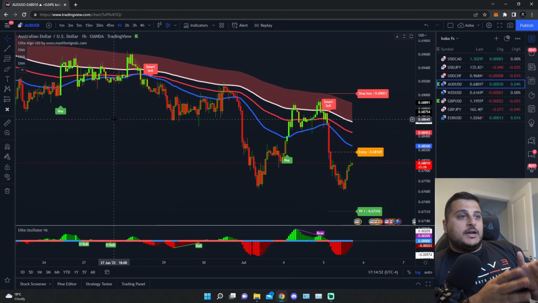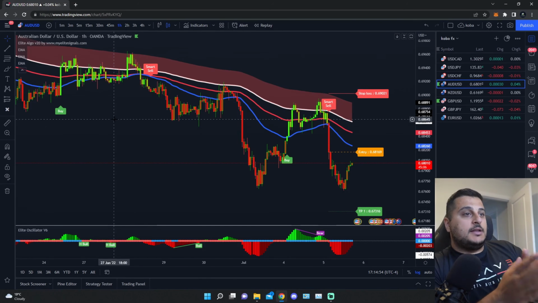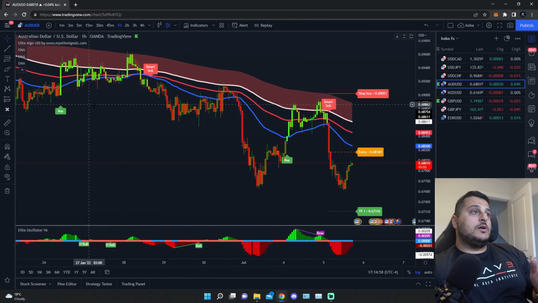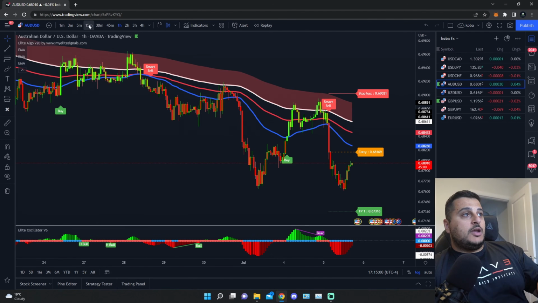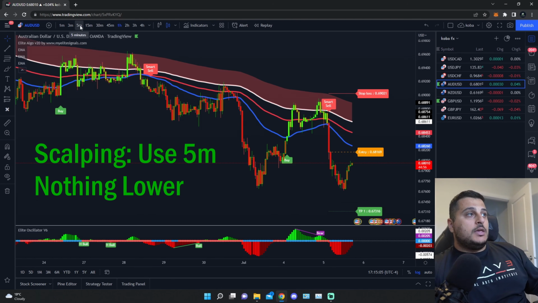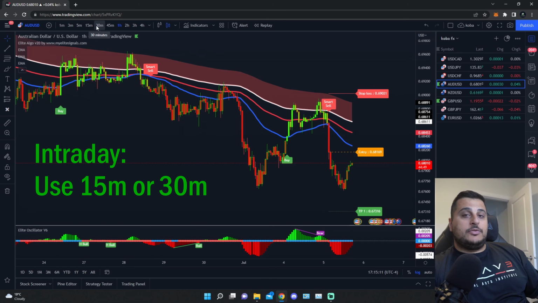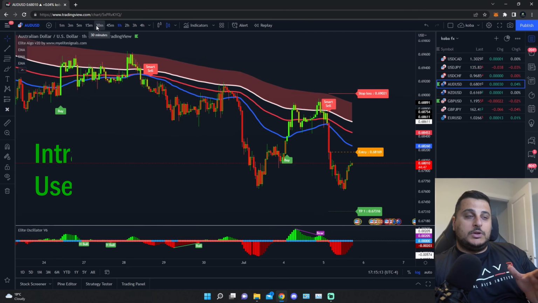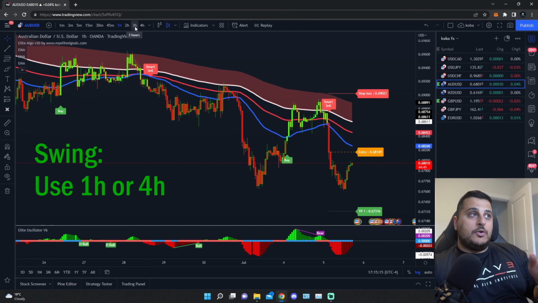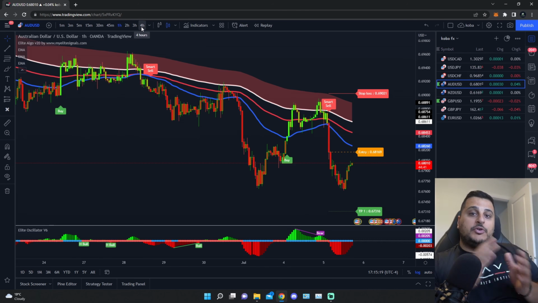Okay, so for this strategy to work, you guys need to have the same exact settings that I have on my chart right now. Let me show you guys exactly what these settings are. So for time frame, this is just preference, but if you're scalping, you need to be using the 5-minute time frame and nothing lower. If you're intraday trading, you want to be using the 15-minute and the 30-minute time frame. And if you're swing trading, guys, you want to be using the 1 hour and the 4-hour time frame. So make sure you pick the time frame for the type of trading that you want to do.